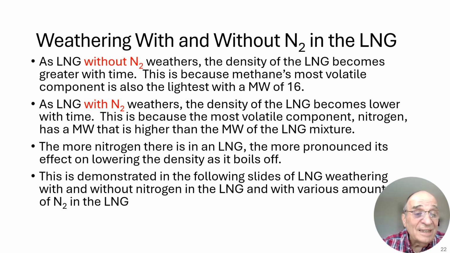And why is that? That's because the nitrogen will be the component with the highest volatility. The more nitrogen there is in the LNG, the more pronounced this effect will be on lowering the density as it boils off. This is demonstrated on some of the slides that I'm about to show, and we'll see how nitrogen can affect the potential for stratification and subsequent rollover.